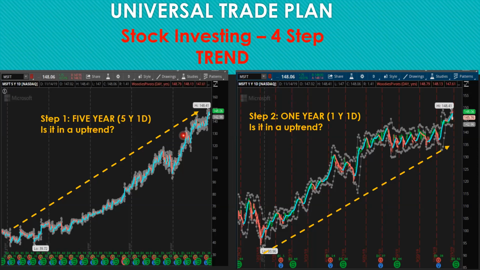Okay, so after I look at the 5 year, the next thing I want to do is look at a 1 year. The 5 year may be in the uptrend, but let's see what has happened in the last year. On the right hand side, I would pick the time frame of 1 year, 1 day. Is the stock still in the uptrend?